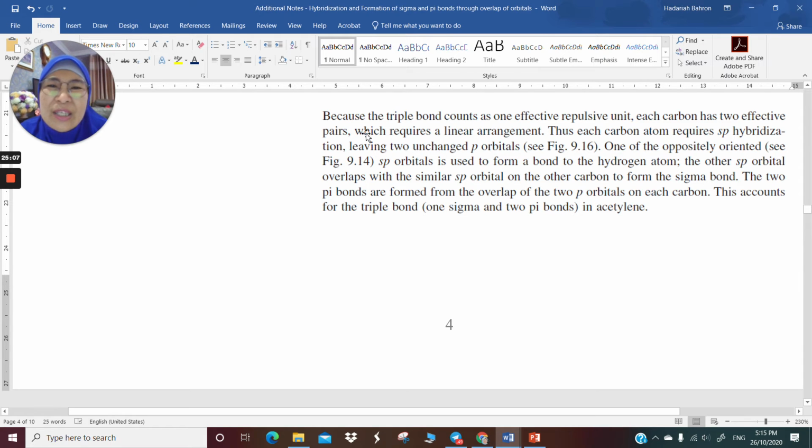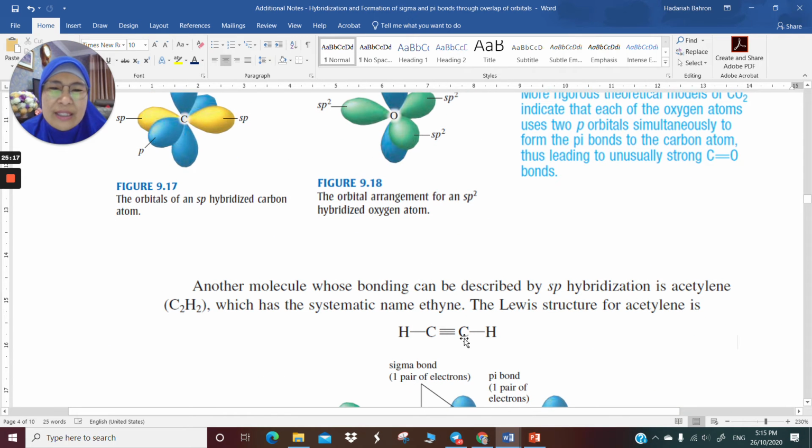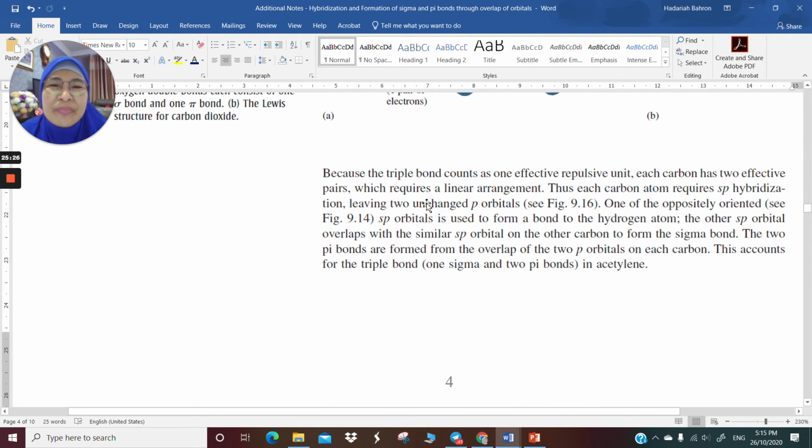Now, because the triple bond counts as one effective repulsive unit, each carbon has two effective pairs. In this you have, for each carbon, one pair here, one pair there, so it requires a linear arrangement. Thus, the carbon atom will be sp hybridized with two unchanged p orbitals.